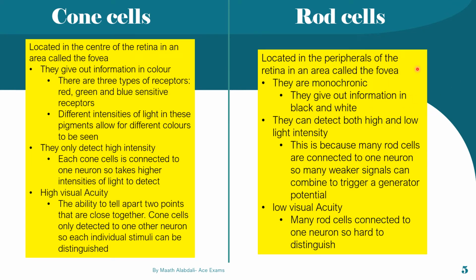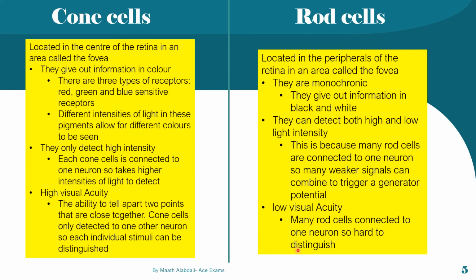They give out information in only two colors, black and white, and they can detect both high light intensity and low light intensity. This is because many rod cells are connected to one neuron, so many weaker signals can combine to trigger a generator potential. And they have low visual acuity, because many rod cells are connected to one neuron, so it's hard to distinguish. So it's basically the opposite of the cone cells.